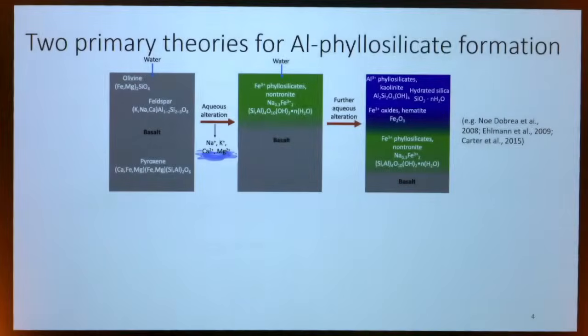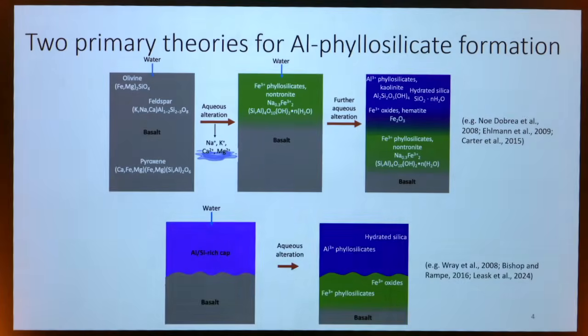And there are two primary theories at the moment for aluminum phyllosilicate formation. The first is that they formed as part of these top-down weathering sequences. So if you start with basalt, it weathers first to iron magnesium phyllosilicates, and then through more intense alteration to aluminum phyllosilicates. You can also get similar mineralogy if you start with two different protoliths. So a basalt that's topped by something like an aluminum or silicon-rich capping unit, and that can weather directly to aluminum phyllosilicate phases, though in this case you would get unconformities between the minerals.